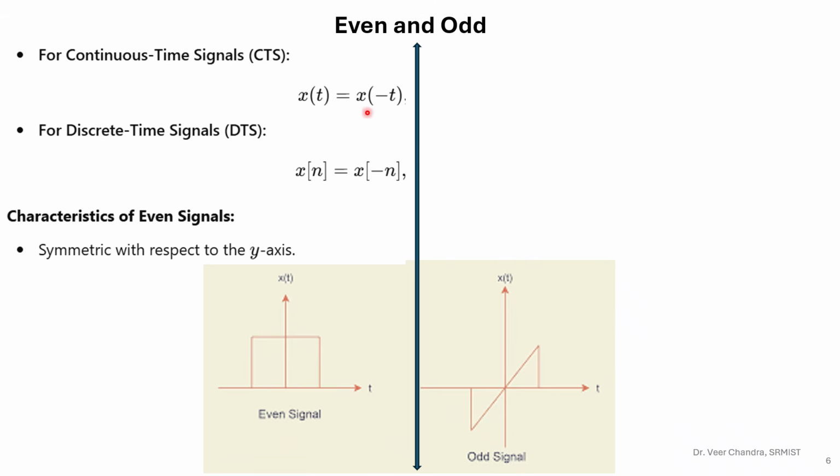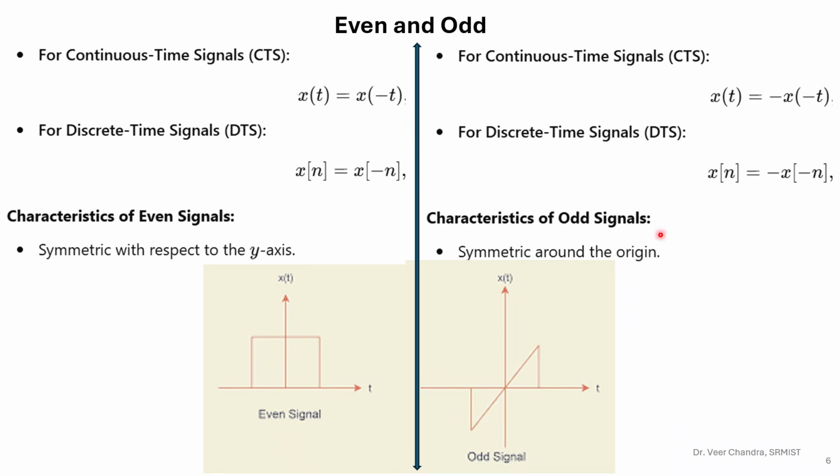We have already seen the time reversal. If you have doubts, you can check the previous lecture. I will drop the link in the description section, you can find it. So that is the time reversal, the mirror image along the y-axis, right? That is why this is called the even signal. And if x of t is equal to minus x of minus t, in that case that will be called an odd signal. So here it is symmetric along the origin.